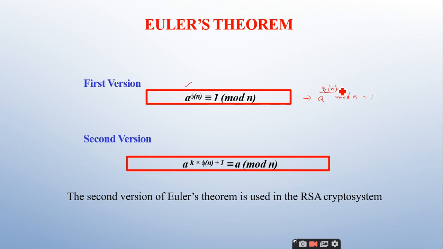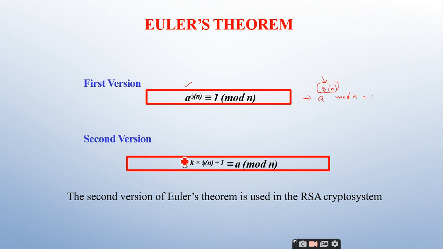What is phi of n here? Can anybody tell me? Just now we have seen what phi of n is. What is Euler's name for it? It is the phi function, Euler's phi function or Euler's totient function. It is used to find the numbers that are less than n and relatively prime to n.